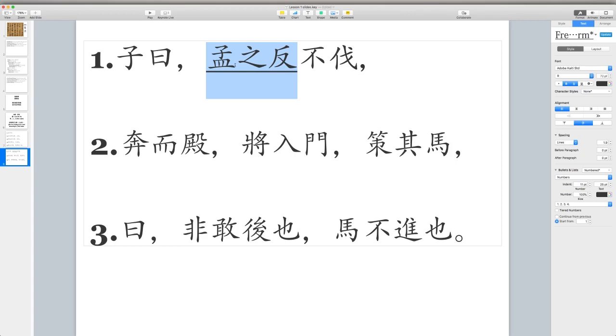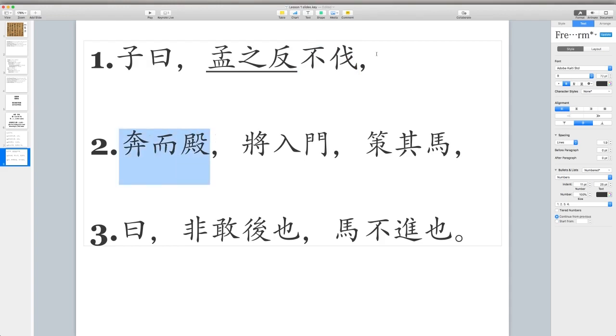So 孟之反不伐. In this context, it means to boast or to claim unearned merit. Now, normally it means to attack. And this meaning of to boast or claim unearned merit is a very unusual meaning for this character. And so that's what the little asterisk next to it on page 43 means. It's an unusual meaning for the character. You don't need to bother memorizing it, right? But okay, so 孟之反不伐, so he doesn't boast or claim unearned merit.